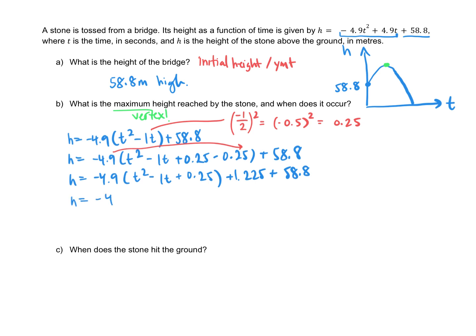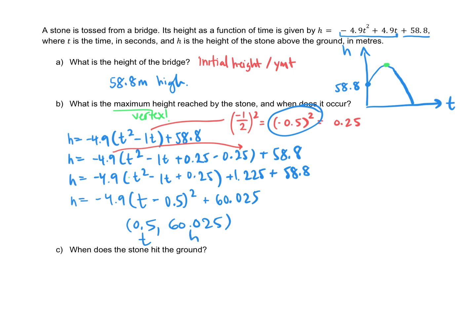And now I'm going to factor the trinomial. I know it should be the same bracket squared. t times t is t squared. To get 0.25, I'm just going to look right here or square root the number, 0.5, and it should be minus because that middle term is negative. And now we get 60.025. Okay, and now our vertex is positive 0.5, comma 60.025. Here's my time, here's my height. And now we can write that in our therefore statement.